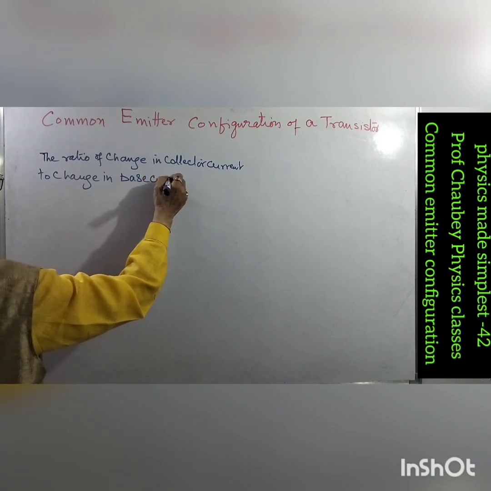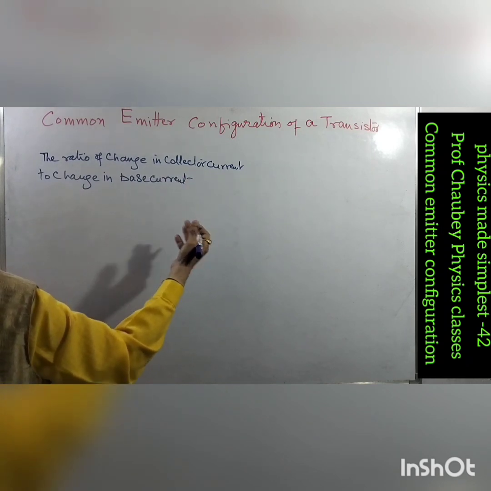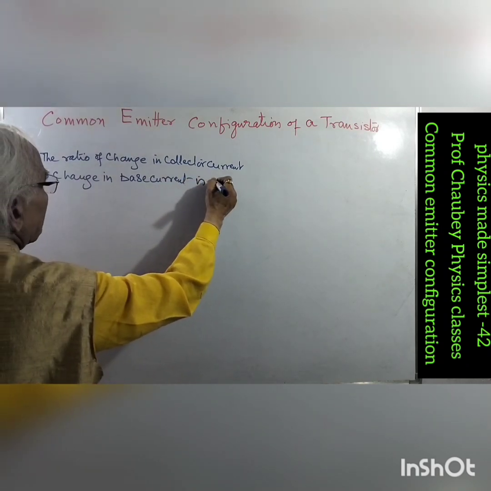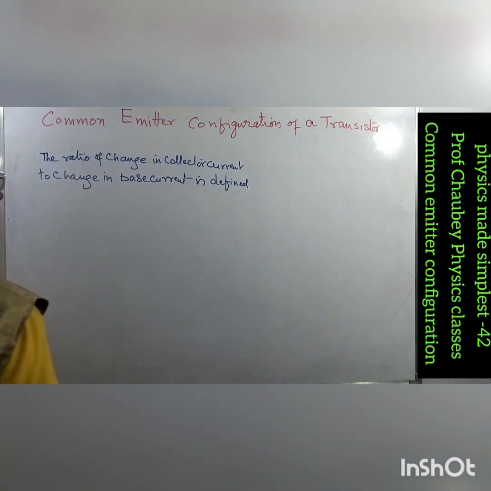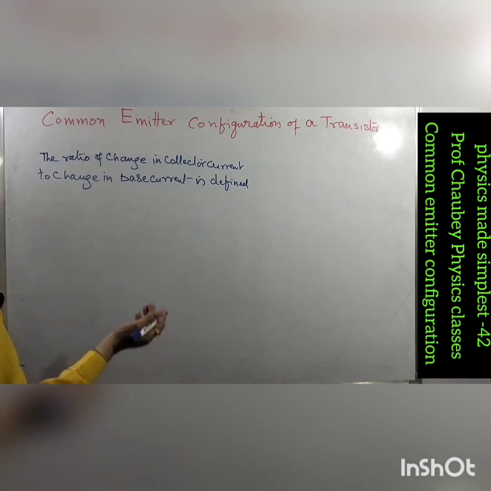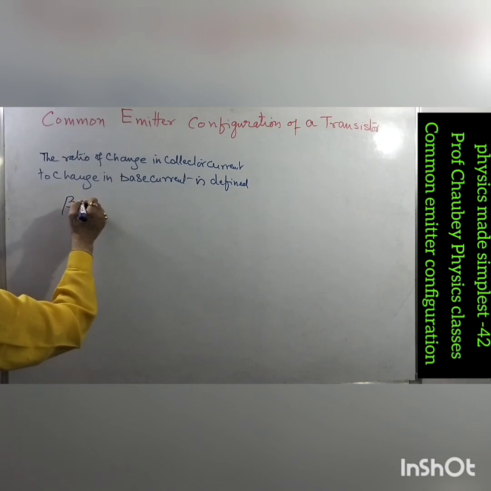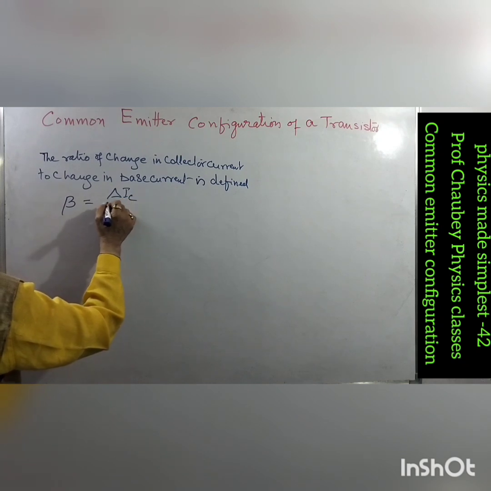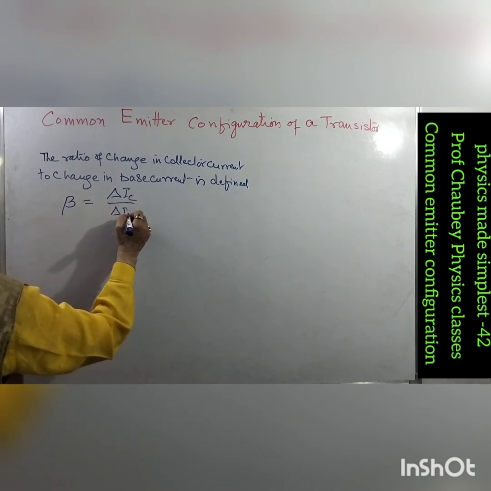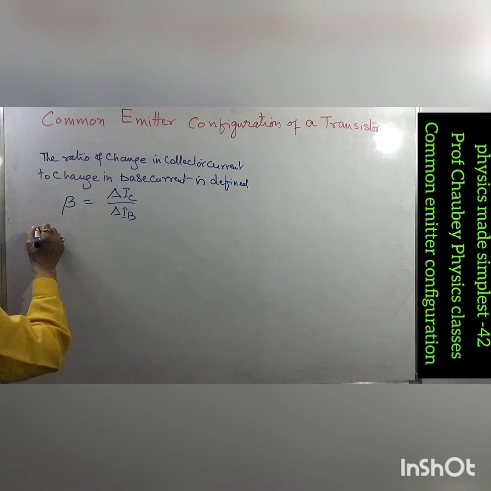Because in the input circuit there is a change in base current and in the output circuit a change in the collector current, this ratio is defined. As we defined alpha yesterday, the alpha parameter, here we define another transistor parameter, that is beta. Beta is defined as delta IC over delta IB, the ratio of the change of collector current to base current.